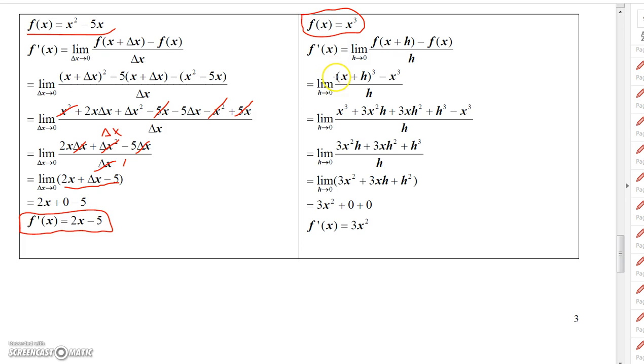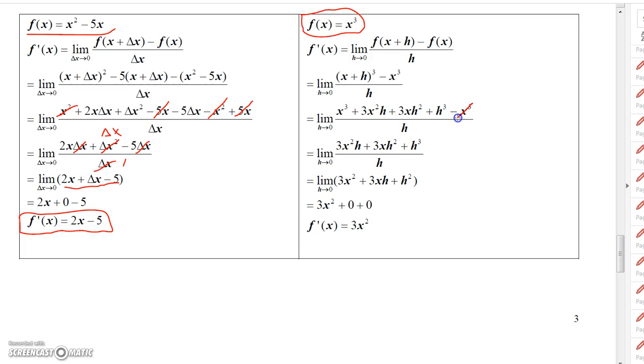Well, there's actually formulas that show you how to cube a binomial, but if you don't have that formula, you'll just have to go to scratch paper and work out x plus h times x plus h times x plus h the long way. But anyway, the formula is x cubed plus 3x squared h plus 3xh squared plus h cubed. And then you subtract the x cubed from all that.